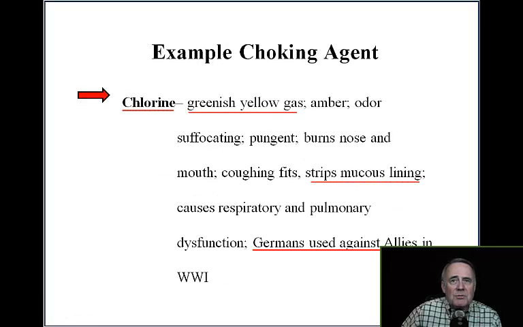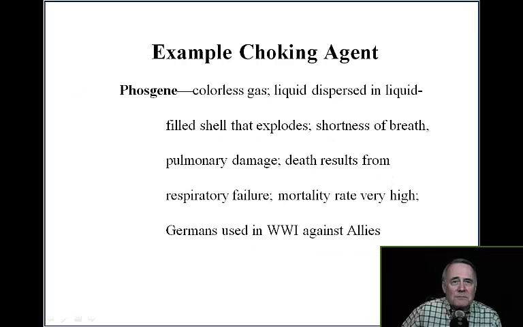The next example is the choking agent chlorine, a greenish yellow gas. Its odor is suffocating and pungent, it burns the nose and mouth, causes coughing fits, strips the mucus lining, and causes respiratory and pulmonary dysfunction. The Germans used this against the Allies in World War I.